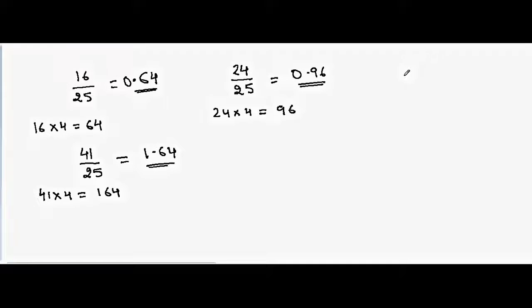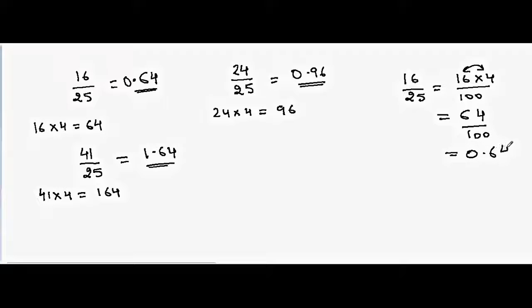So again the trick is simplified as this. If I have 16 and I want to divide by 25, that's equal to 16 into 4 divided by 100. So I'm multiplying these two numbers and I'm dividing by 100, and that's why I put a decimal after two digits from the right. So it's equal to 64 divided by 100, and that's equal to 0.64.